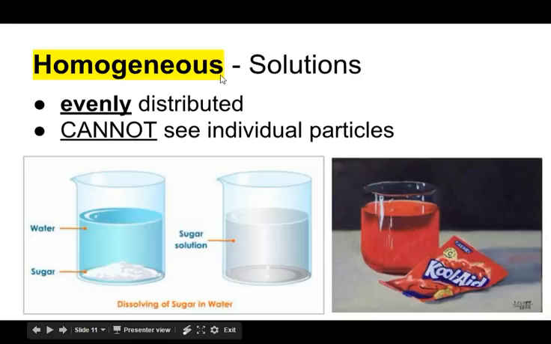Homogeneous mixtures, for example, solutions, are evenly distributed, and you cannot see individual particles. When I look at my sugar solution, I cannot see the sugar. I only see the solution. In the Kool-Aid, I cannot see the individual Kool-Aid particles, only the Kool-Aid. So homogeneous solutions are evenly distributed, and you cannot see individual particles.